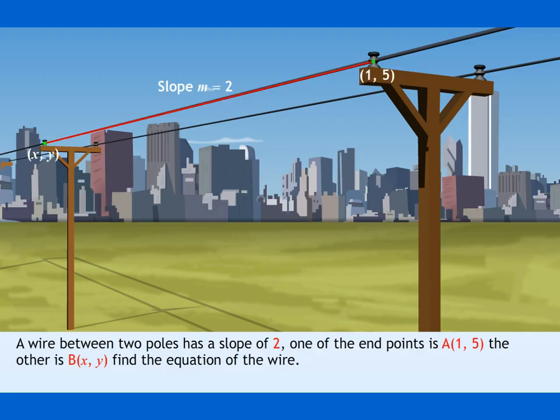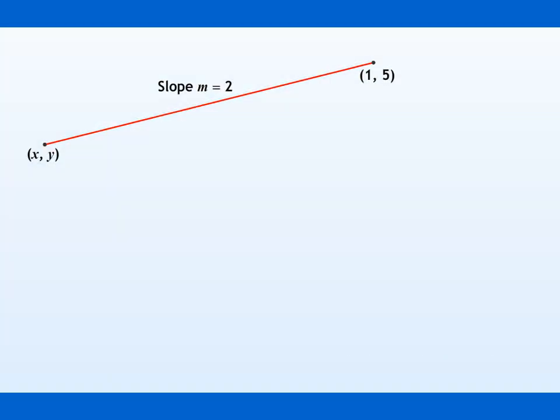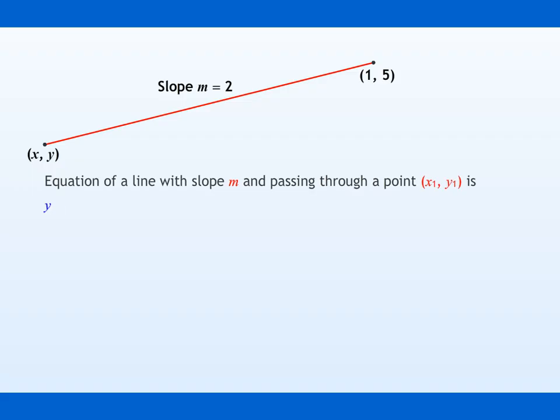A wire between two poles has a slope of 2. One of the endpoints is A (1, 5). The other is B (x, y). Find the equation of the wire. Equation of a line with slope m and passing through a point (x1, y1) is y minus y1 is equal to m into (x minus x1). Here, x1 is equal to 1, y1 is equal to 5, m is equal to 2.